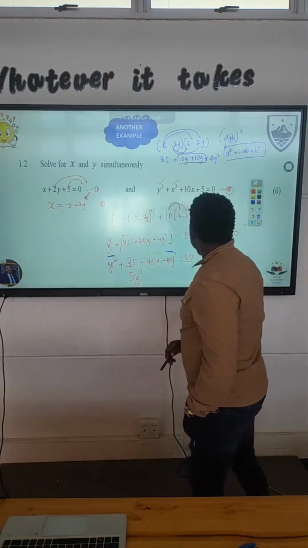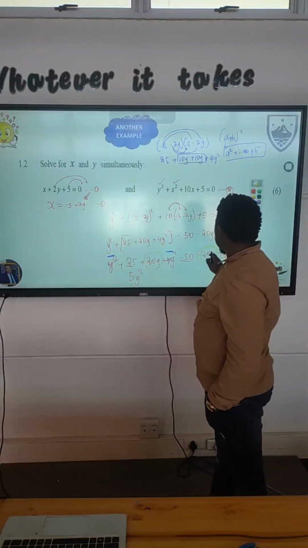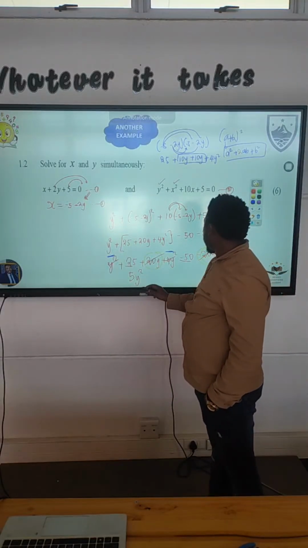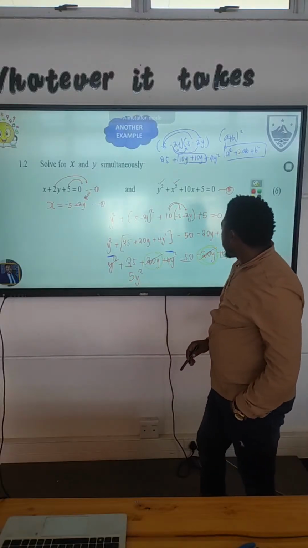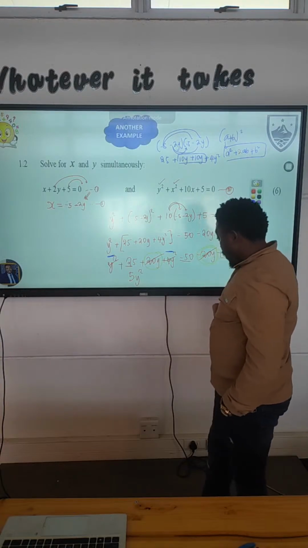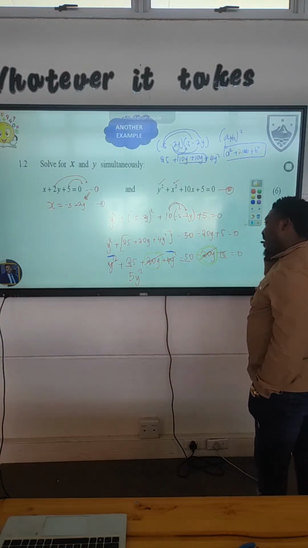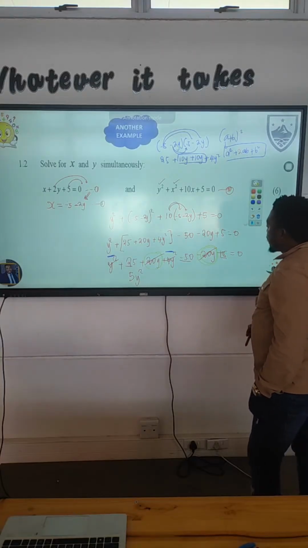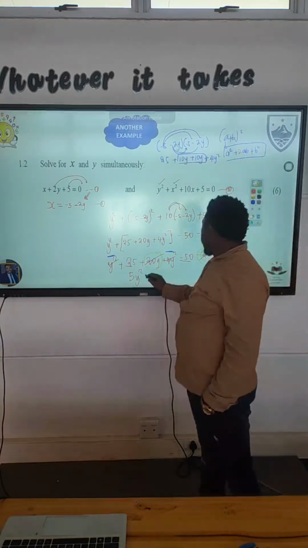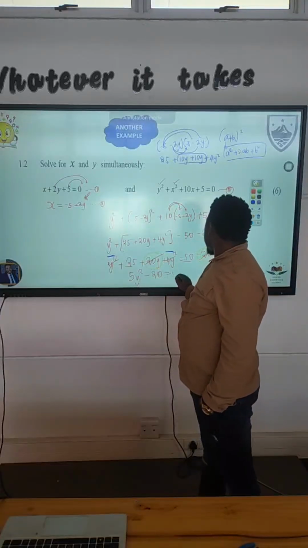We've dealt with those ones. Now the y terms: we have 20y minus 20y, so they are gone. We don't have the y's anymore. And then 25 minus negative 50 will be a negative 25, and then it will be a negative 20, equals to 0.